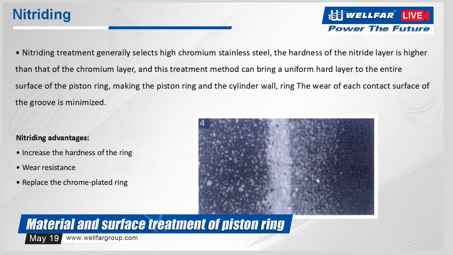And the fourth is nitriding treatment, which generally selects high chromium stainless steel. The hardness of the nitride layer is higher than that of the chromium layer, and this treatment method can bring a uniform hard layer to the entire surface of the piston ring, making the wear of each contact surface of the piston ring and cylinder wall ring groove minimized. So it has four functions. The first one is to increase the hardness of the ring. The second one is wear resistance. The third one is to replace the chrome plating ring.